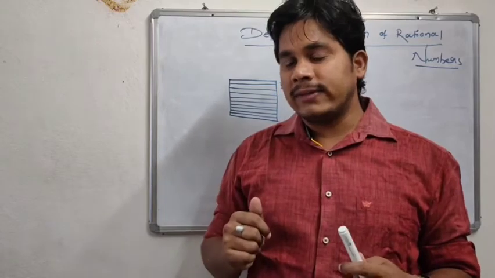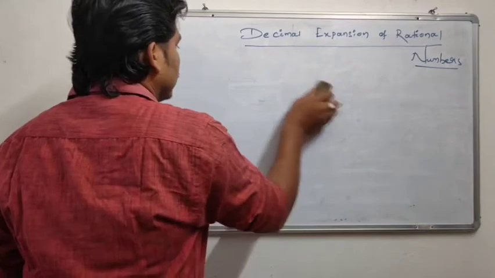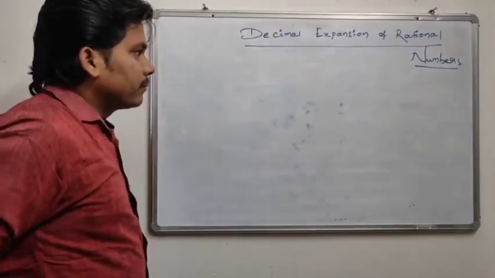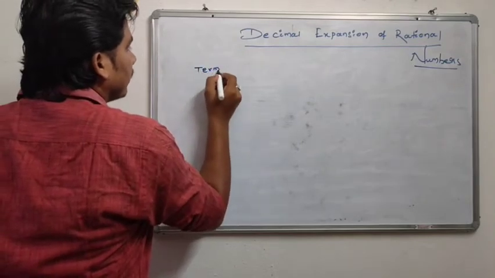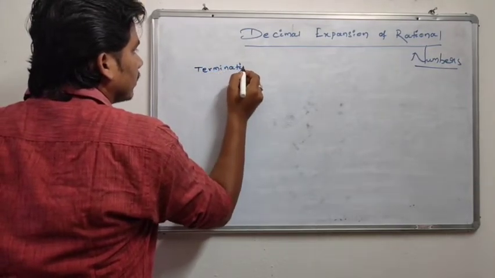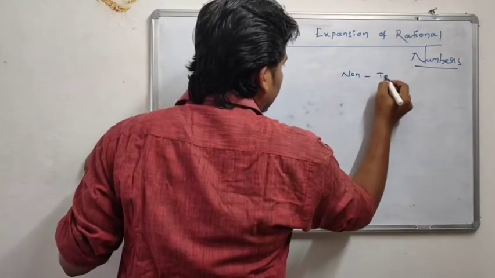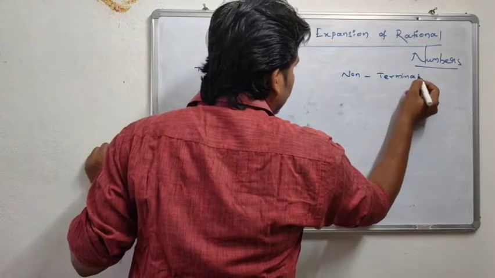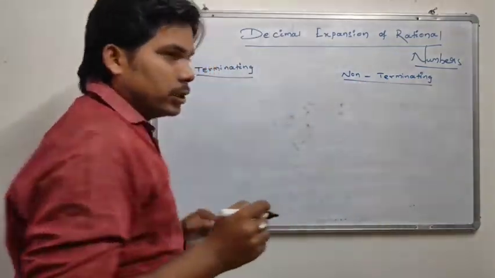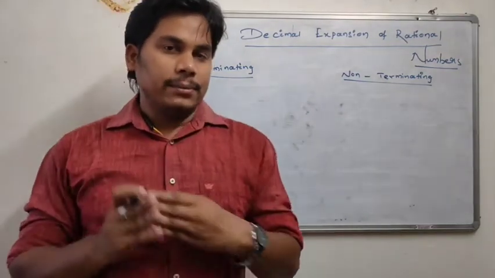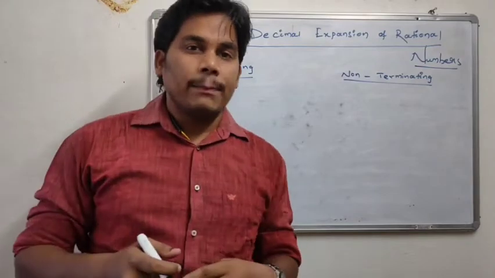What are these kinds of decimal expansions? Let's see. The decimal expansion can be terminating or non-terminating. What is terminating? You already know terminate means end. It means any decimal expansion where an end will happen.